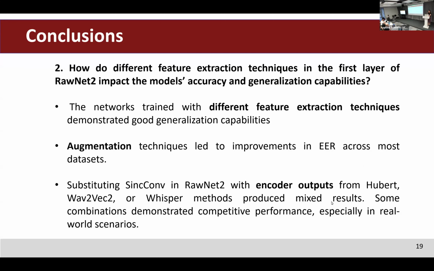To answer the second question: the network trained with different feature extraction techniques in the first layer of RAVNet, as a combination of filters, demonstrated good generalization capabilities, outperforming the original RAVNet architecture in several datasets. Augmentation techniques led to improvements in equal error rates across most datasets, enhancing the generalization capabilities of the models. Also, using encoder outputs from HuBERT, Wav2Vec, and Whisper instead of SincConv in RAVNet yielded mixed results, with some combinations showing competitive performance, especially in real-world scenarios.